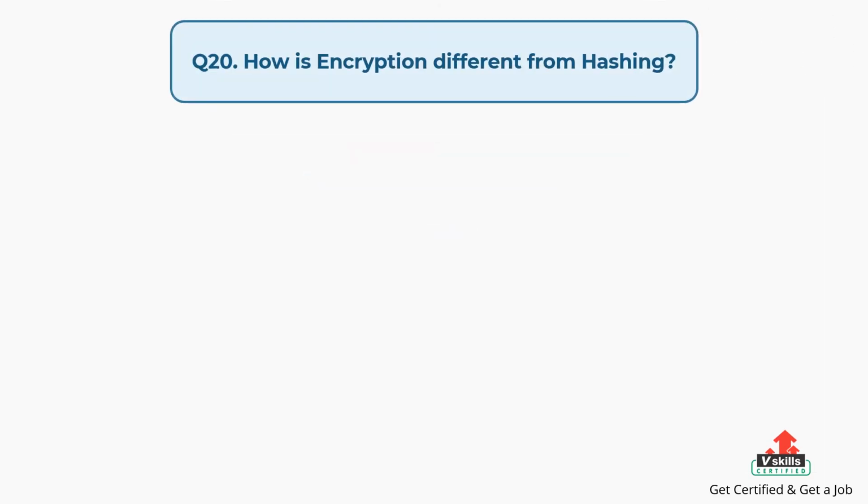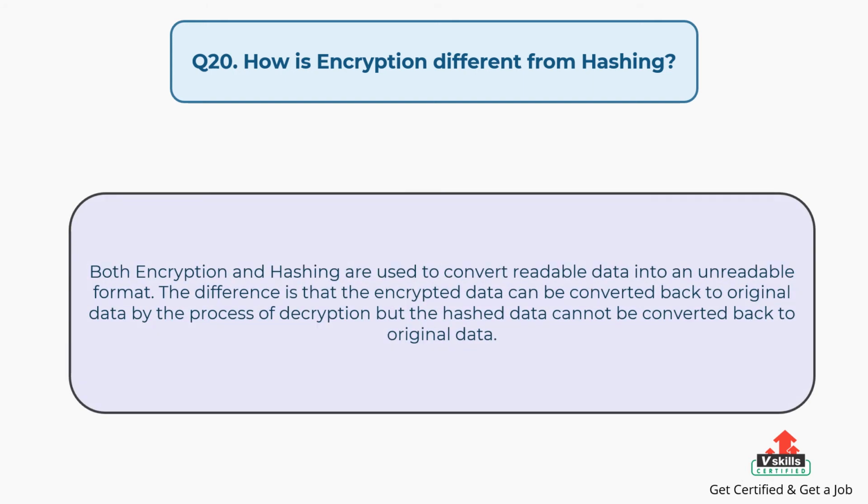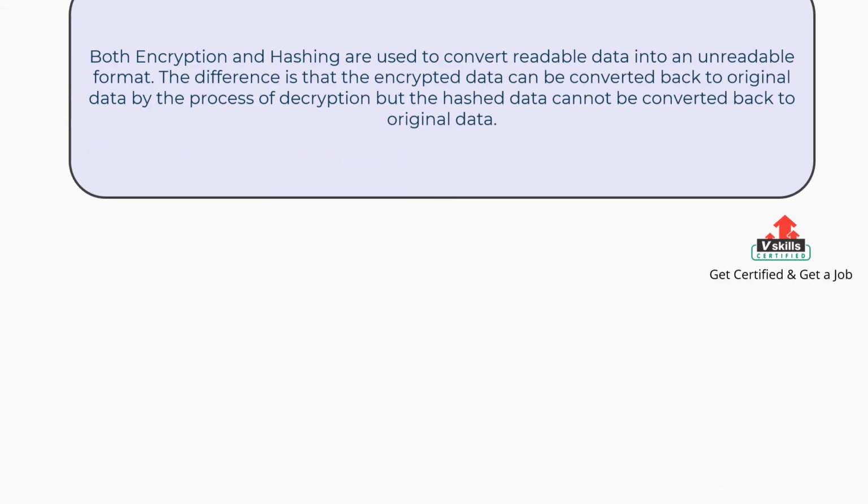Question number 20. How is encryption different from hashing? The answer is: both encryption and hashing are used to convert readable data into an unreadable format. The difference is that the encrypted data can be converted back to original data by the process of decryption, but the hashed data cannot be converted back to original data.